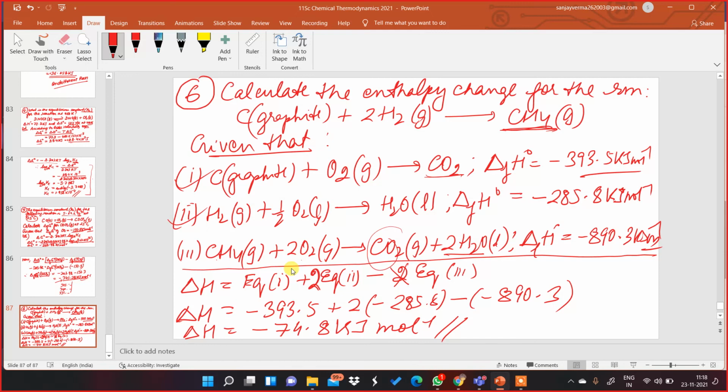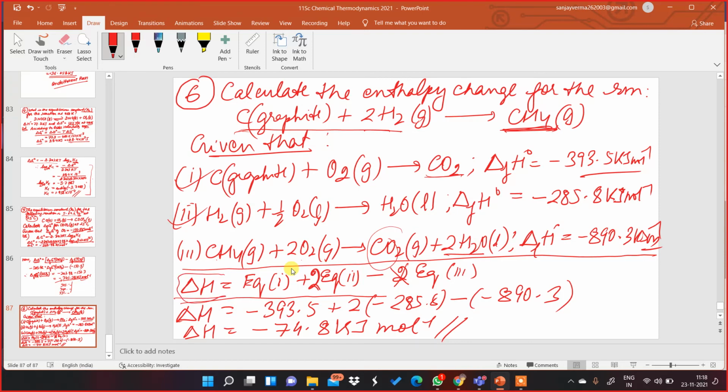Yes, sir, this was Hess's law. We are applying it because we are to get the value of delta H, so we are adding all this. Ultimately the final equation is carbon plus 2 hydrogen giving CH4, and to get this equation we are applying the law in this step.